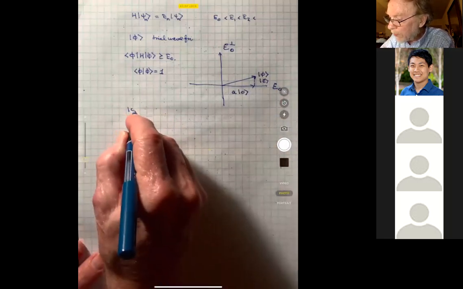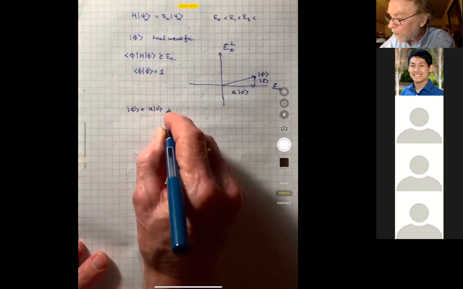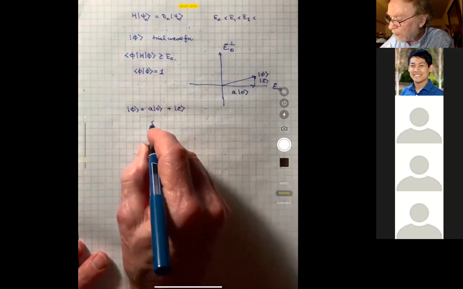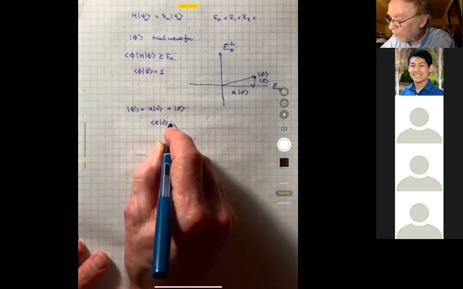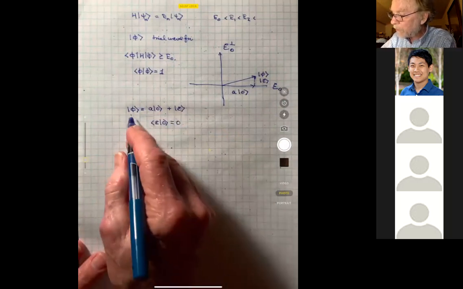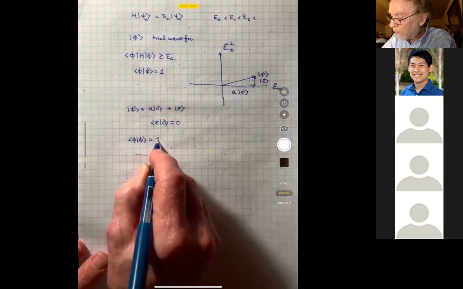So in any case, what we've got is a decomposition of phi into a times 0, which is in the ground eigenspace, plus a part that's orthogonal to that, which we call epsilon. This means that epsilon's scalar product with 0 is equal to 0. These two are orthogonal to one another. Also, since phi is normalized, if we square phi, we get 1.